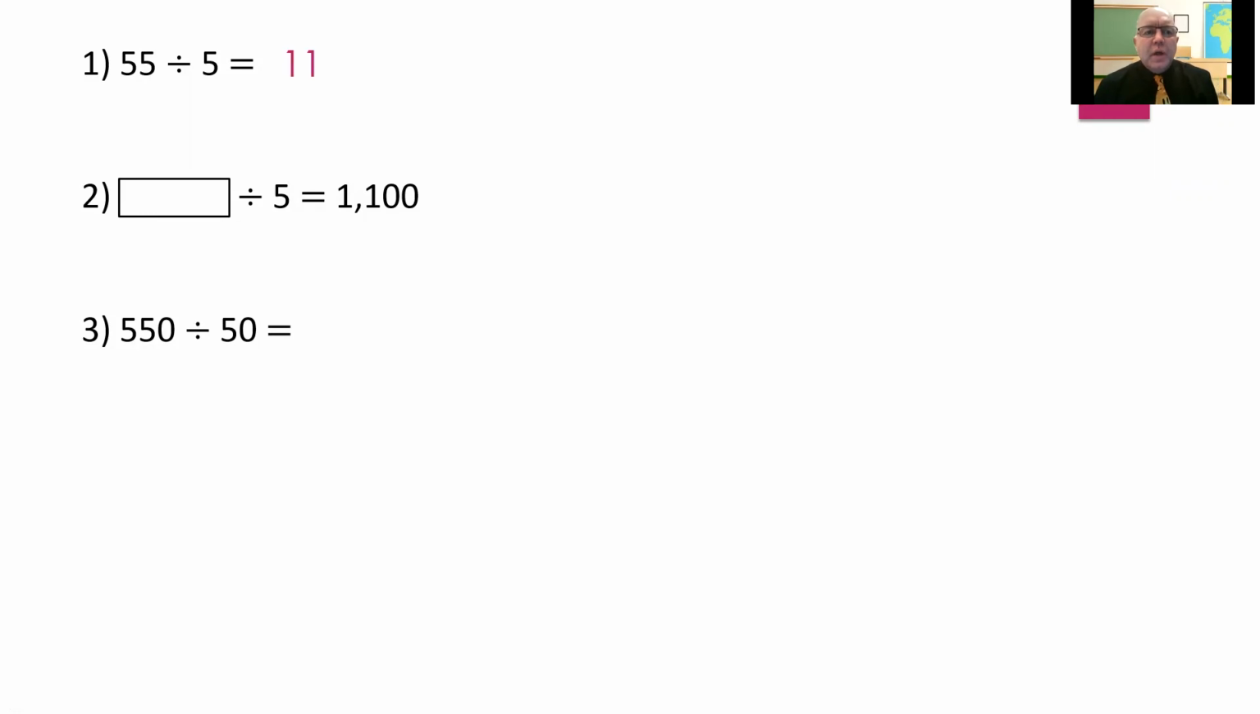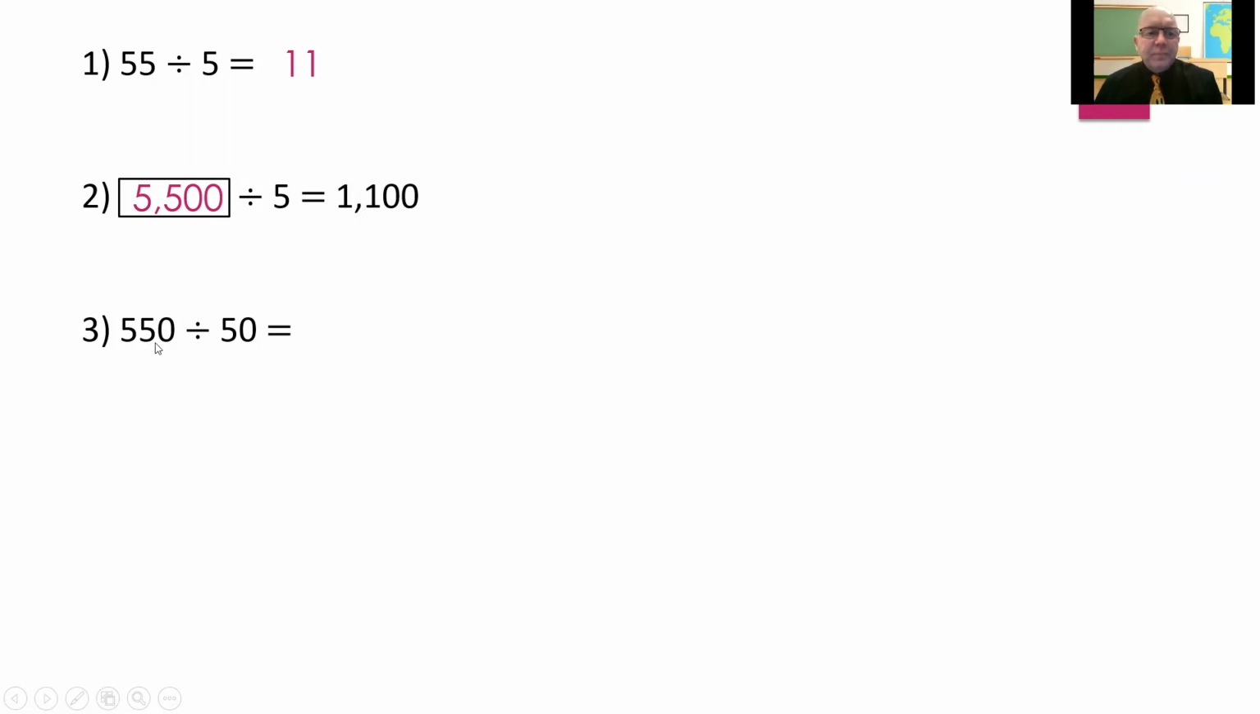Okay, the first one, 55 divided by 5. We should know through our tables. 5 lots of 11 make 55, so 55 divided by 5 is 11. For the second one, we're going to use that bit of information. We've got something divided by 5 is 1,100. Now you can see an 11 in that number and 2 zeros. So I think the missing number is going to be 55 with 2 zeros. Let's have a look. There you go. 5,500 divided by 5 is 1,100.